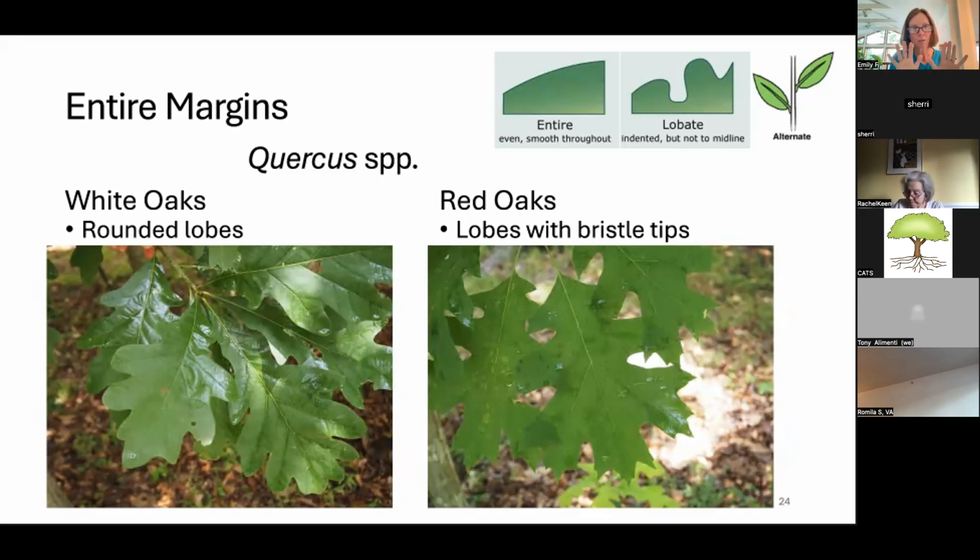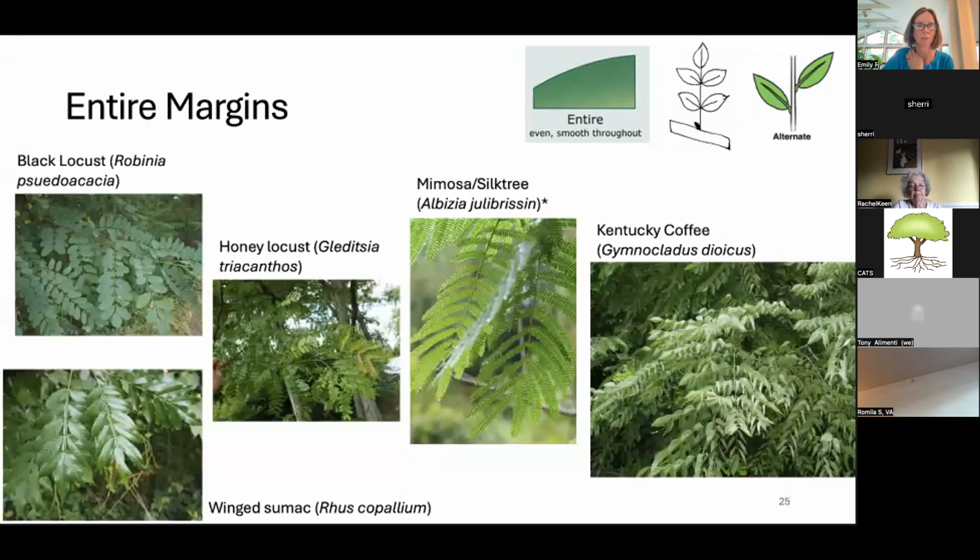I'm gonna put a pin in the Quercus for right now because I want to get through all of the other plants, but I will come back to the Quercus towards the end to do a couple more slides about the different types of white and red oaks we have around here. But I wanted to continue on with our theme so that we don't get sidetracked.